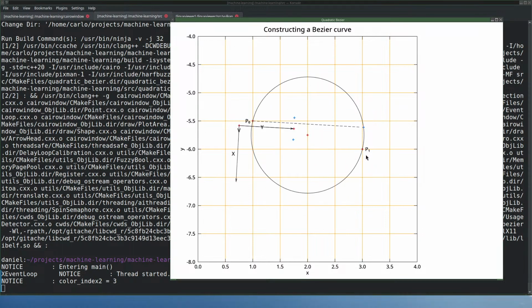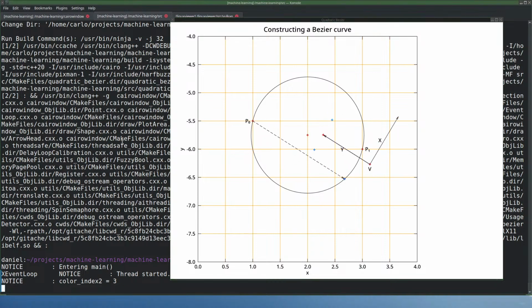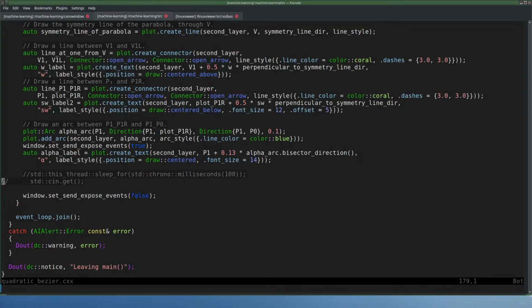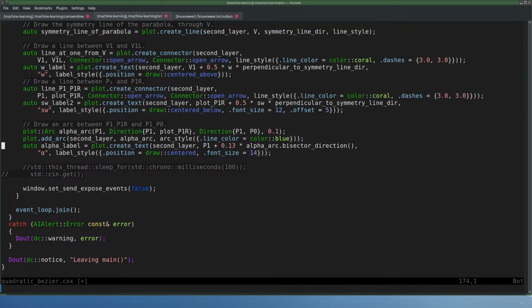Now we don't see the arc. The arc is not visible because I'm doing it before. I'm setting it on before. So we do this after. Oh no, this text should just be the alpha. Not super heavy.